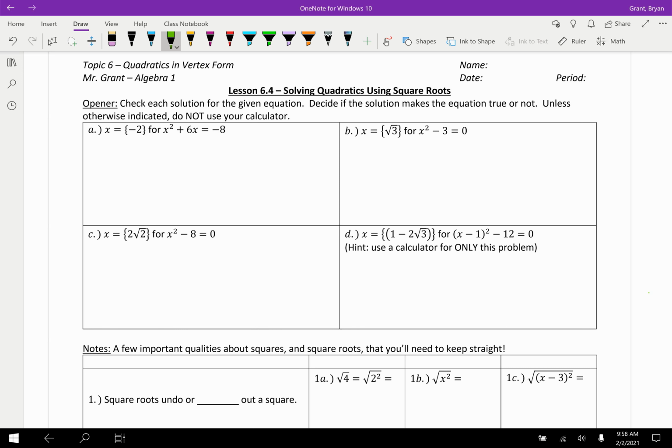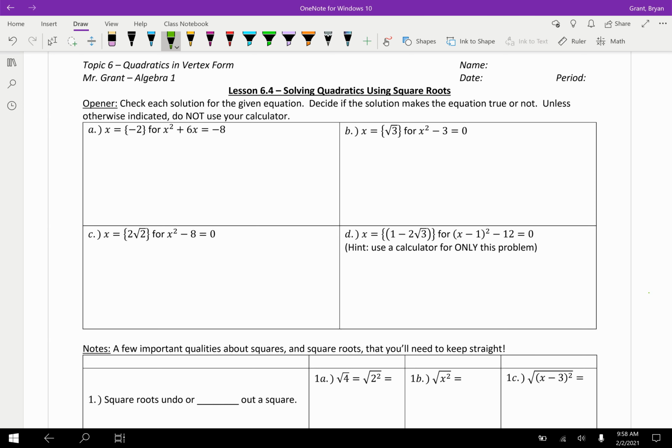Hello, Algebra 1, and welcome back to Topic 6, Solving Quadratics in Vertex Form. This is actually our second to last lesson in this little mini unit here. Next class, we're going to try and connect everything we've done so far. But for this class, we need to actually focus on solving quadratics.